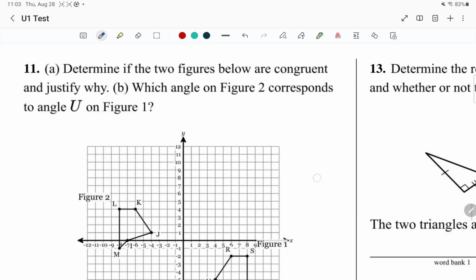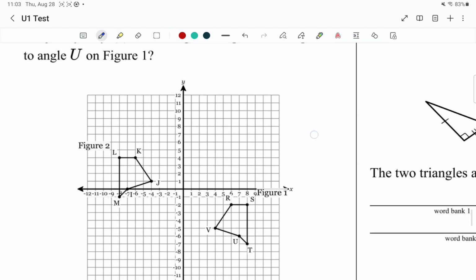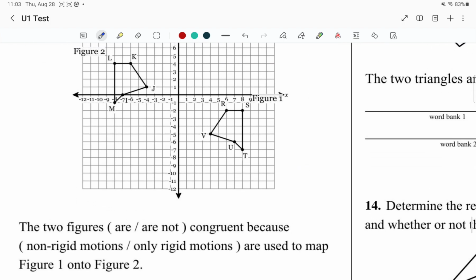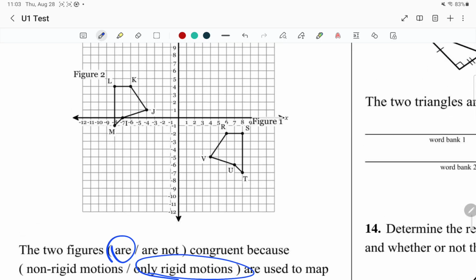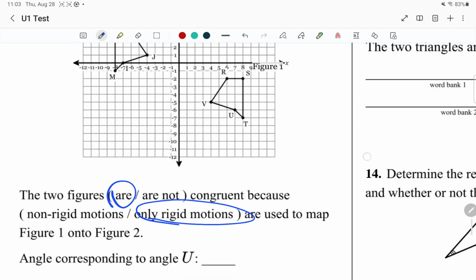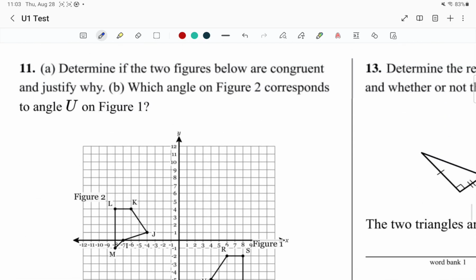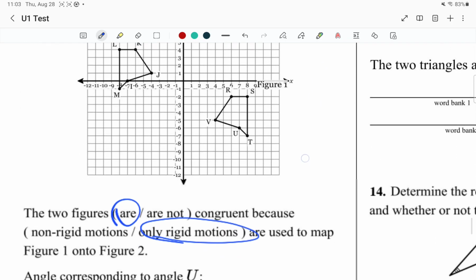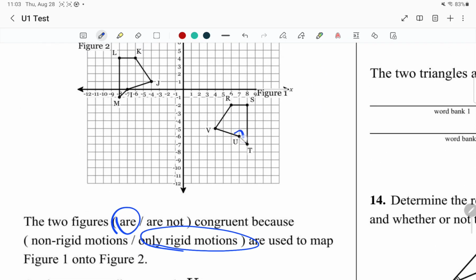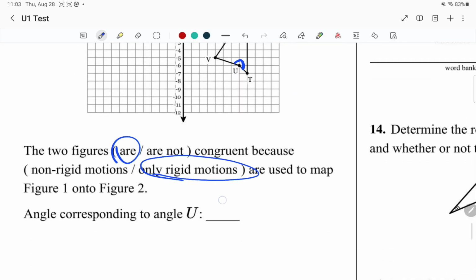Let's do it one more time. Determine if the two figures below are congruent and justify why. They are, because only rigid motions were used. They are the same size. They are the same shape. And then angle U is what I'm looking for. So U is almost on like a flat side, but not, you know. I think it goes with I.